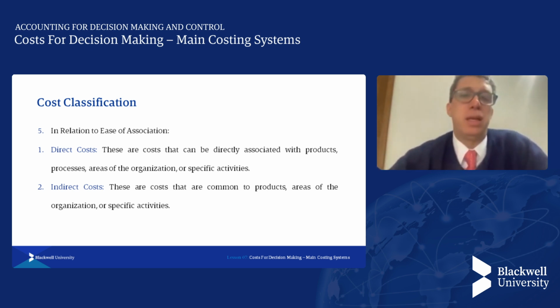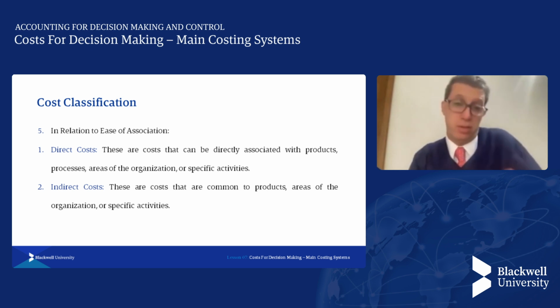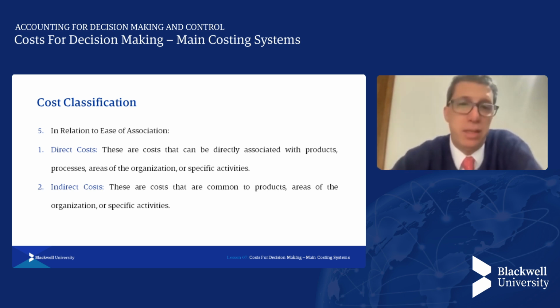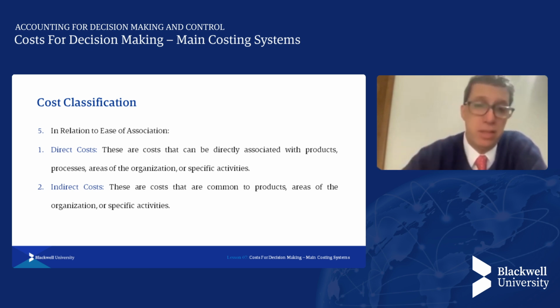Also, another way to classify them is in relation to how easily we can associate them. So, for example, direct costs, which are those that can be associated with products, processes, the area of execution, or specific activities, and indirect costs. These are common costs associated with products, areas of the organization, or specific activities that impact production, or the delivery of a service, but are not directly linked to those products or processes.